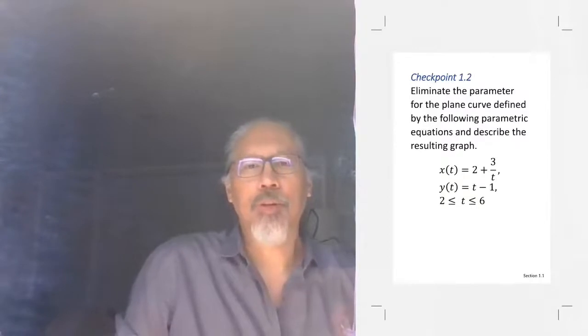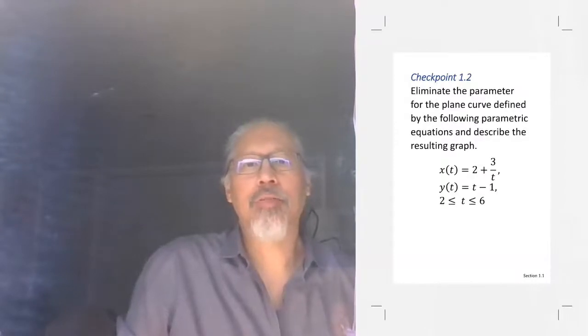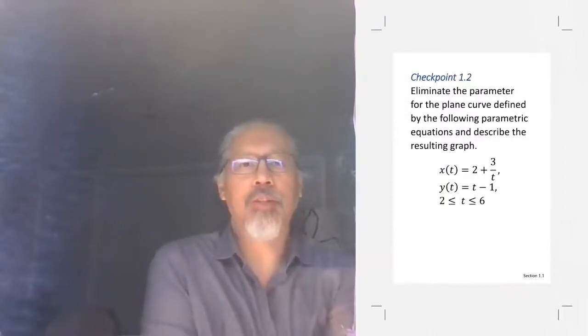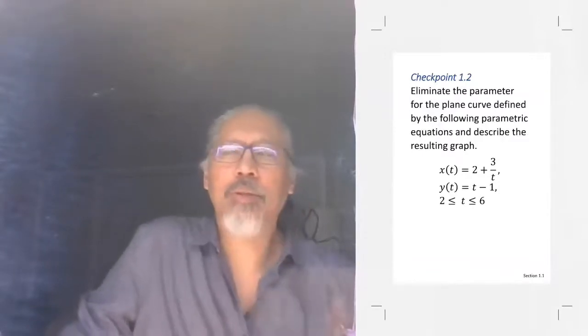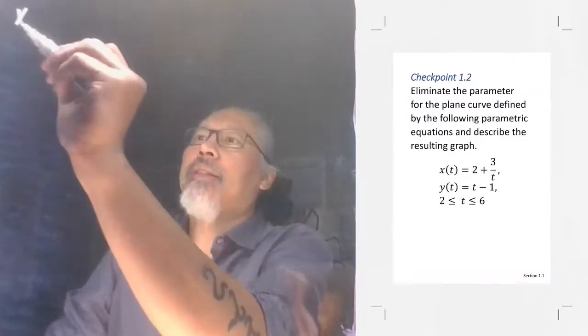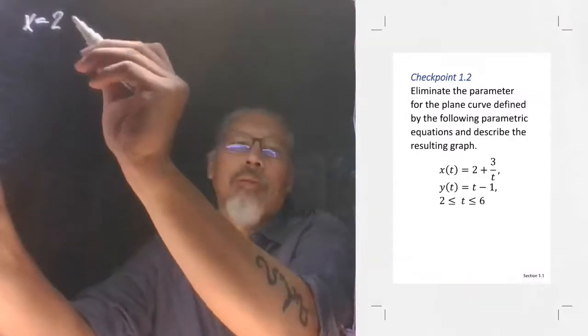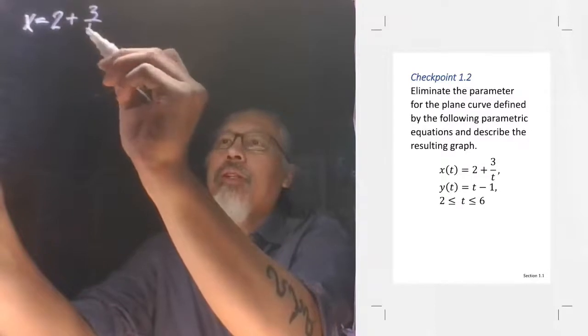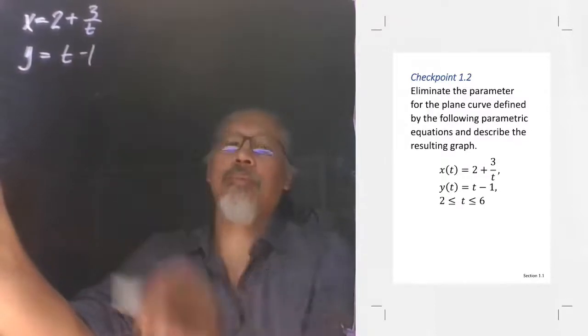We're doing checkpoint 1.2. It says to eliminate the parameter for the plane curve defined by the following parametric equations and describe the resulting graph. We have x is equal to 2 plus 3 over t, and our y is equal to t minus 1.